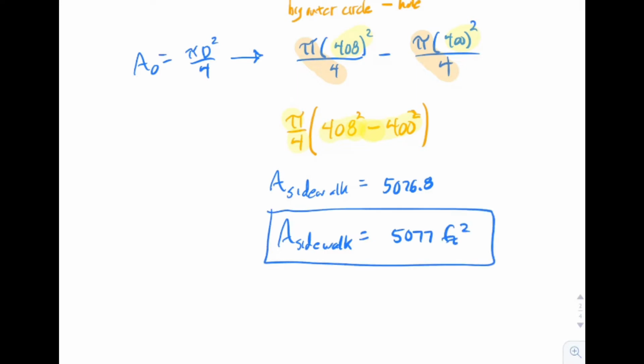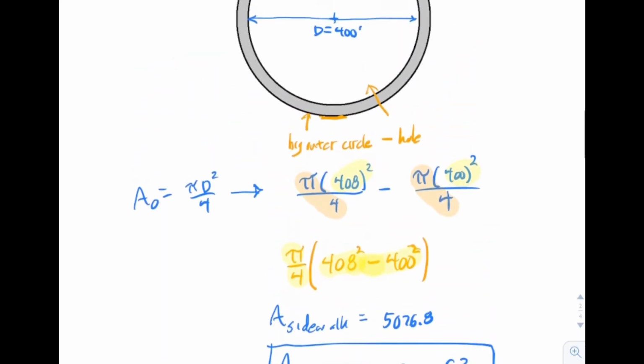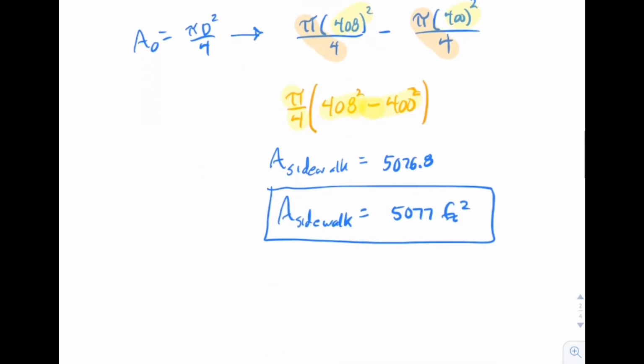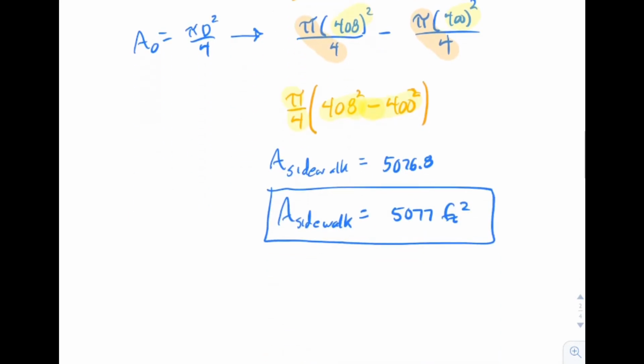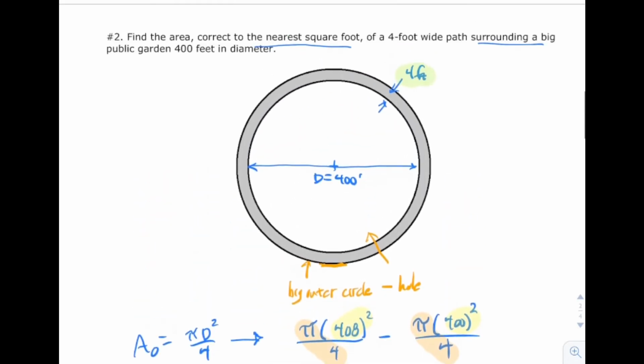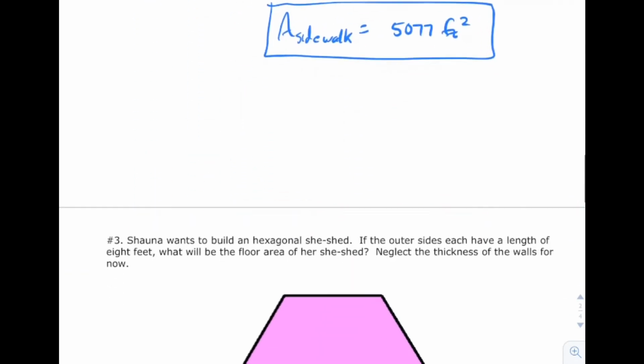5077 square feet is the area of that sidewalk, which sounds like an awful lot of tiles to me, but I guess that's what it would take. So if you had 1 foot by 1 foot tiles, it would take over 5,000 of them. Holy cow. Well, that's what you get. Okay. Next.